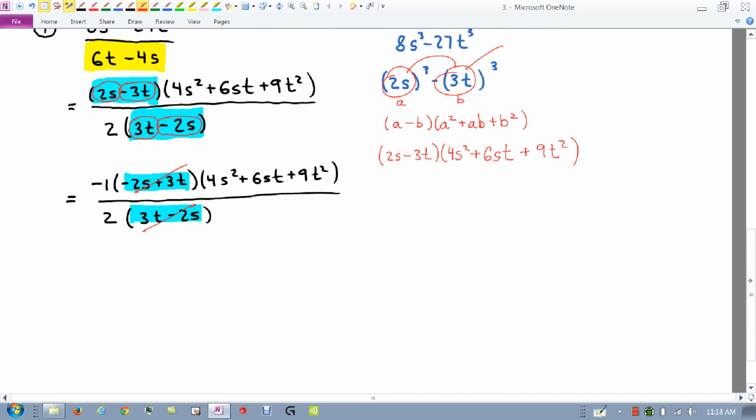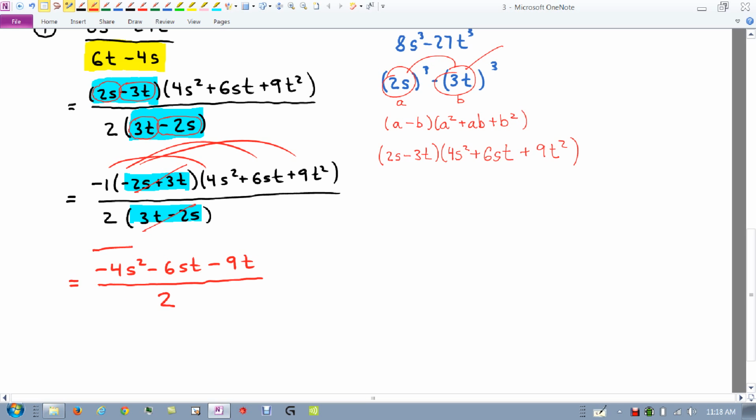And now it's just a question of what to do with that negative. You can just leave the negative out there, or you can distribute it through, or you can put it down on the 2. Really does not matter. So how about I just distribute it through? I'll just distribute the negative through here. Minus 4s squared minus 6st minus 9t squared, all over the bottom, which was a 2. And that is it.